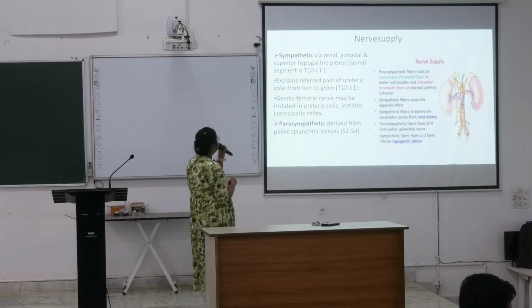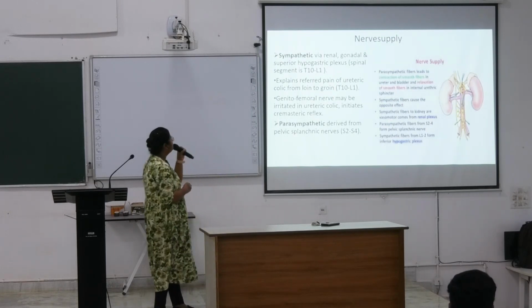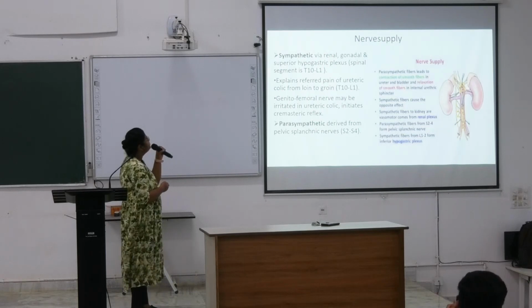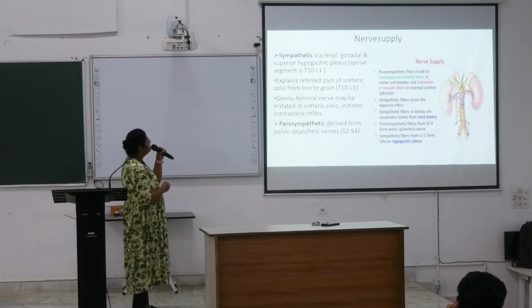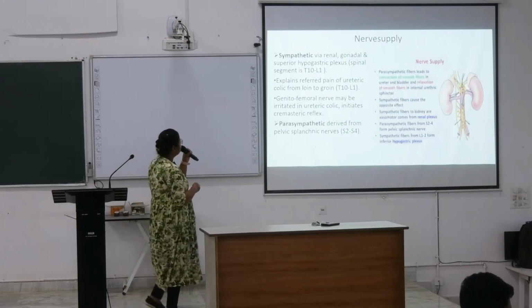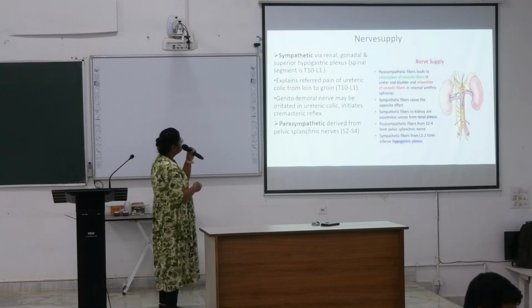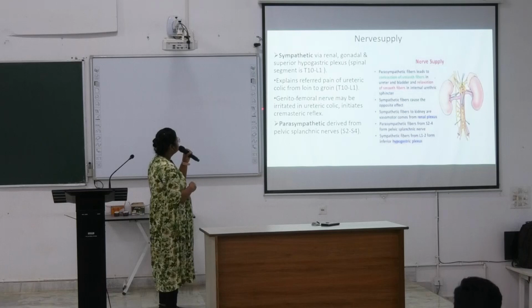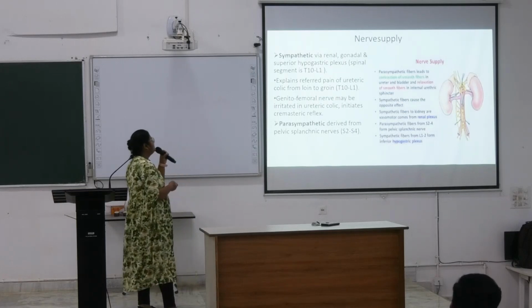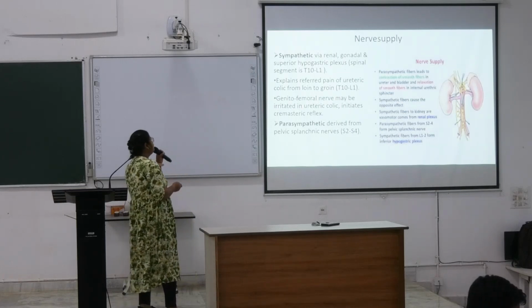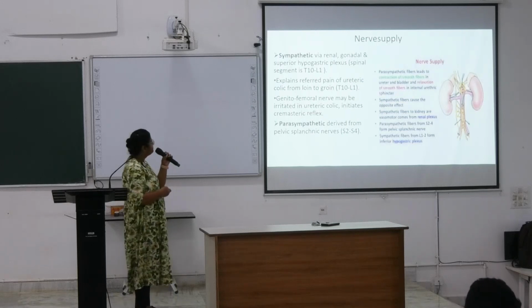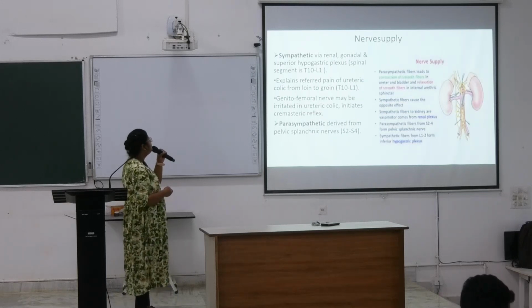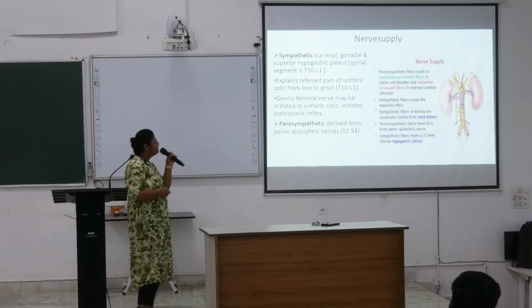Next, nerve supply, sympathetic and parasympathetic. Sympathetic via renal, gonadal and superior hypogastric plexus. The spinal segment is T10 to L1, and this explains the referred pain of ureteric colic from loin to the groin. T10 to L1 segment. And the genitofemoral nerve may be irritated in ureteric colic, which initiates the cremasteric reflex. And parasympathetic is derived from the pelvic splanchnic nerve, that is S2 to S4 roots.